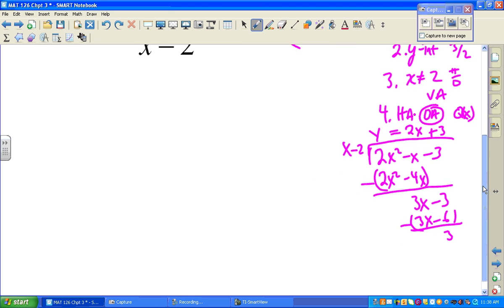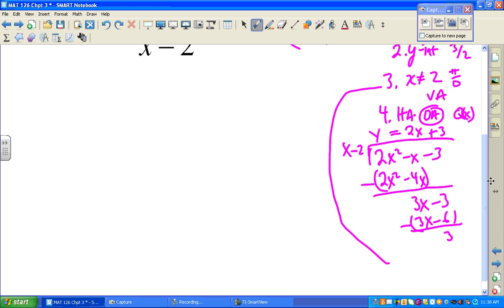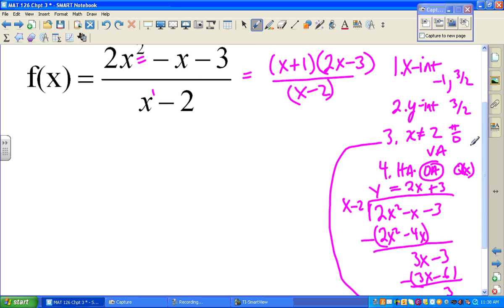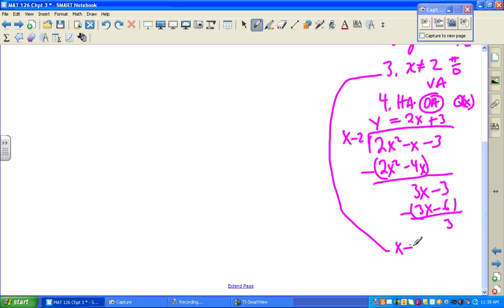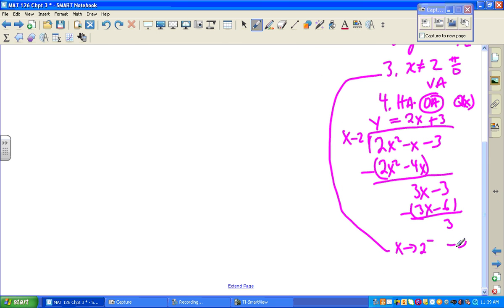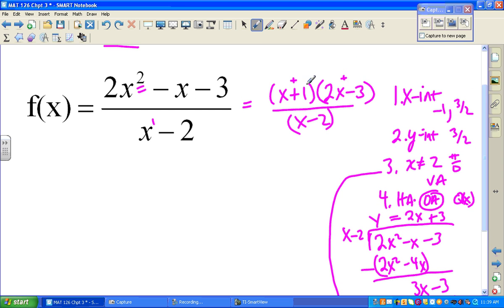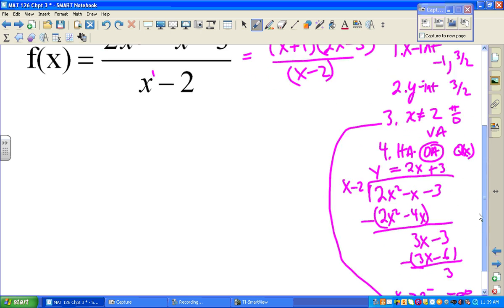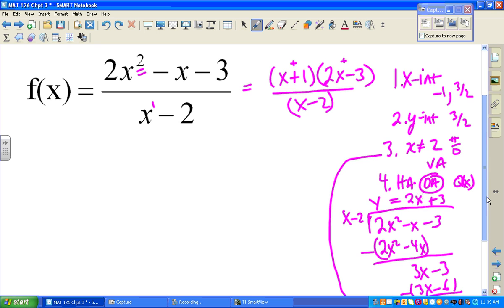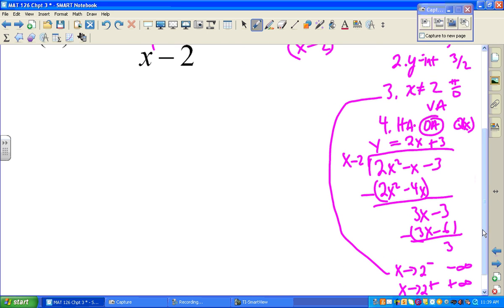Okay. I have to check on both sides of the asymptote, see which way it's going. As x approaches 2 from the left, that'd be like 1.9, positive, positive, negative. So it's going to approach negative infinity. As I approach 2 from the right, like 2.1, positive, positive, positive. So approach positive infinity. Okay. I think we're ready. Let's make a sketch.